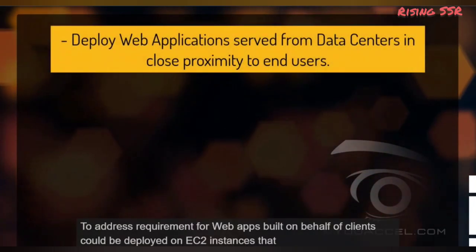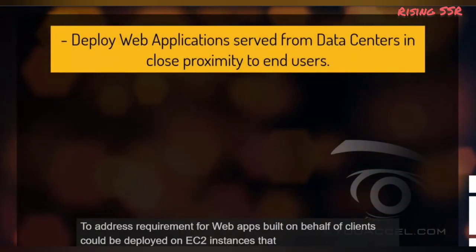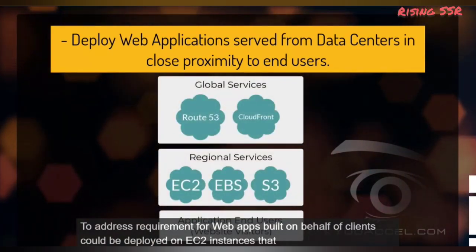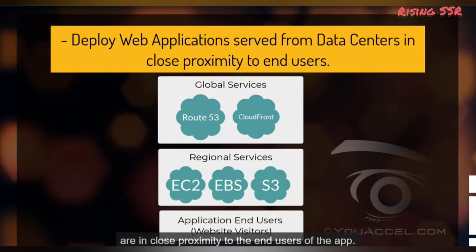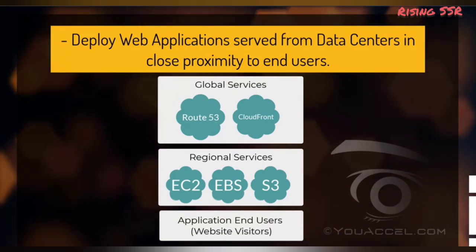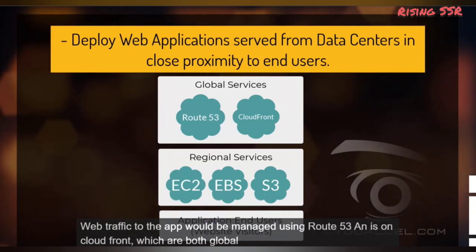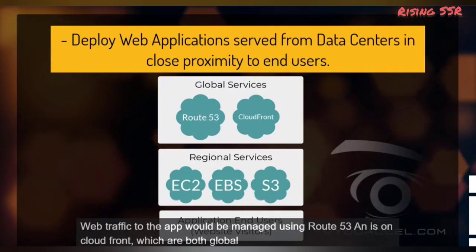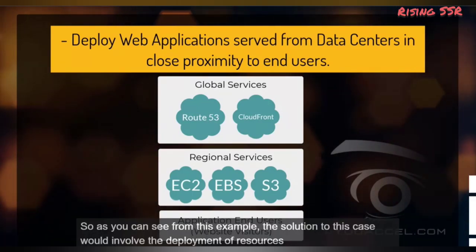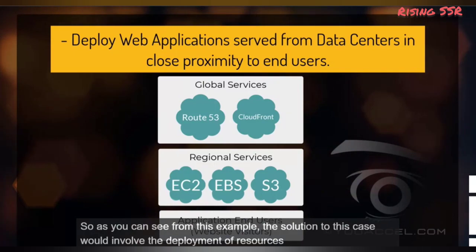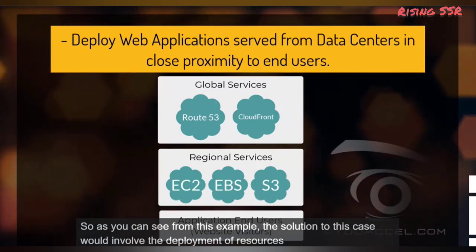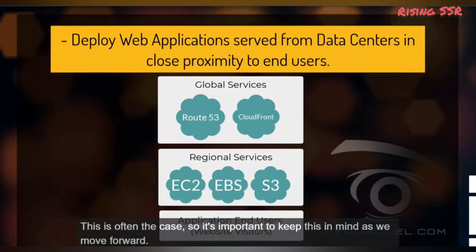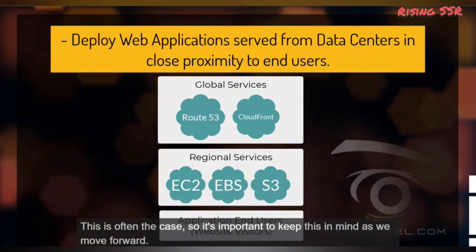To address requirement 4, web apps built on behalf of clients could be deployed on EC2 instances that are in close proximity to the end users of the app. Web traffic to the app would be managed using Route 53 and Amazon CloudFront, which are both global services. So as you can see from this example, the solution to this case would involve the deployment of resources across both global and regional services. This is often the case, so it's important to keep this in mind as we move forward.